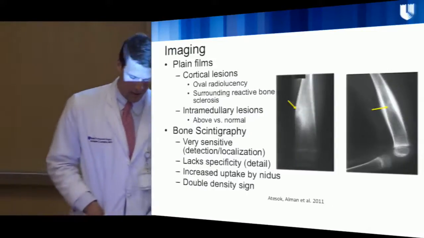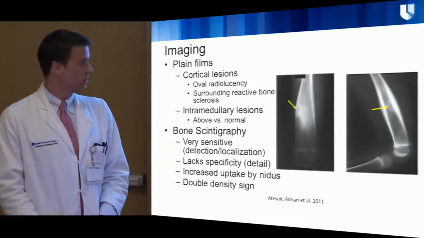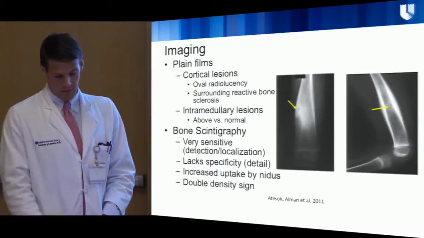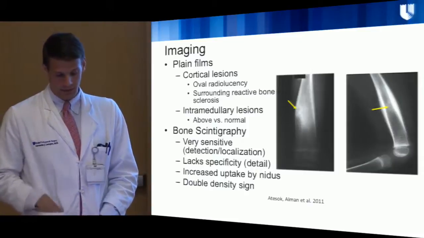On imaging, plain films can show the cortical lesions, which is usually just an oval radiolucency surrounded by reactive bone sclerosis. Bone scans are very sensitive, but they lack specificity, and they show increased uptake by the nidus.